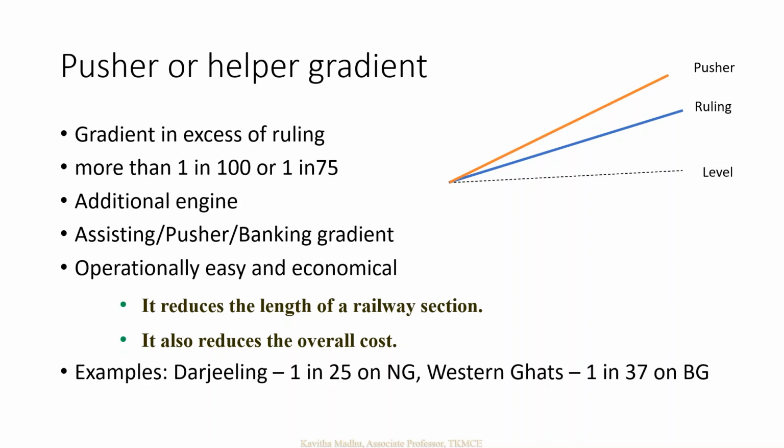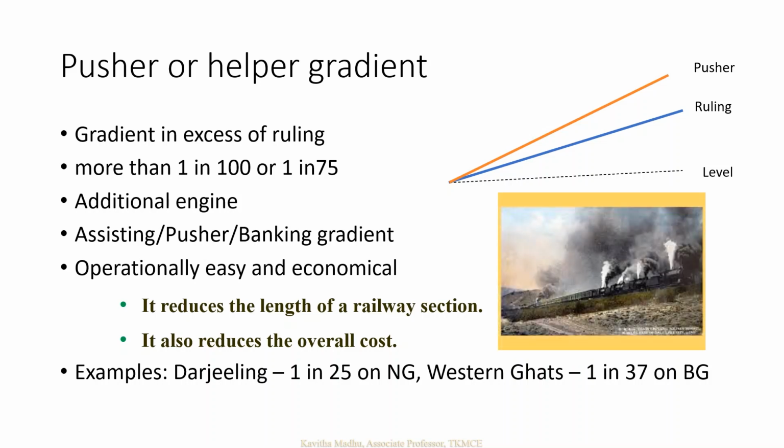You can see a lot of examples here in the Western Ghats and also in the mountain railways. In Darjeeling, there are gradients which are steeper, in the range of 1 in 25, or in the Western Ghats, in the broad gauge itself, you can see an example which is 1 in 37, in the Budni Barkhara section, where more engines will be used to climb that particular gradient. This figure will show you.